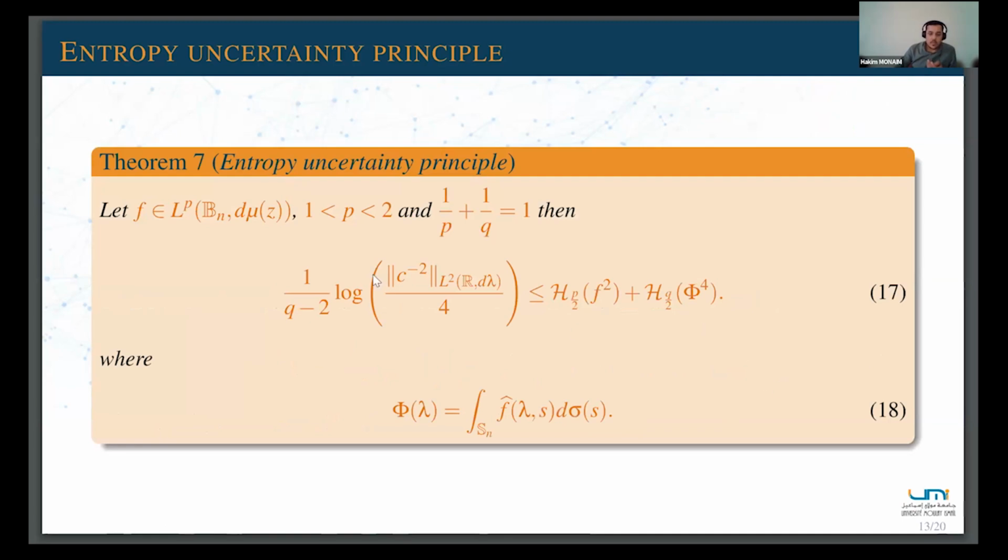This is one of our results. If f is in L^p of the unit ball with the measure d mu(z), and p between 1 and 2, and q is the conjugate, then we have this inequality: H_{p/2} of |f|^2 plus H_{q/2} of |f hat|^2 is bounded below by a constant, where phi is defined by this integral.